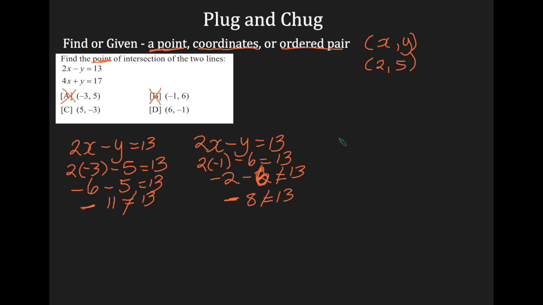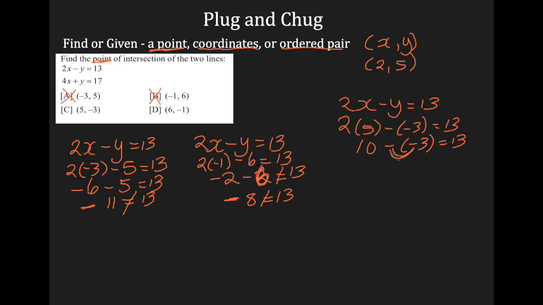Okay, let's try point C. So we have 2x minus y, hoping to get 13 if we use the point (5, -3). So 2 times 5, take away -3. This looks promising. 2 times 5 is 10, take away -3. Now remember, these two neighboring negatives come together and actually form a positive. And yes, 10 plus 3 is 13. The left equals the right.